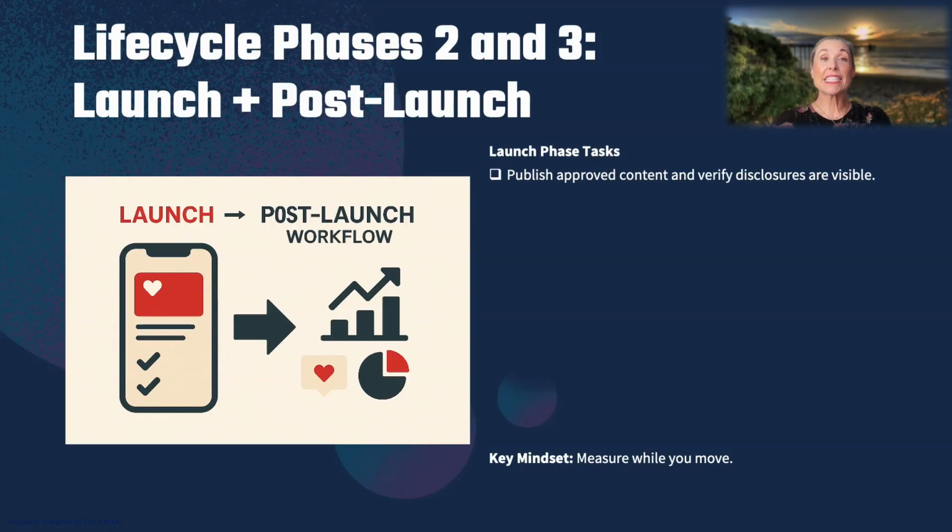Publish approved content and verify disclosures are visible. As content goes live, confirm the necessary compliance tags are clearly in place. Confirm UTMs and pixel tracking are firing correctly. Test them ahead of time. Tools like the TikTok pixel should be set up to track events and conversions, informing campaigns to find audiences most likely to convert.